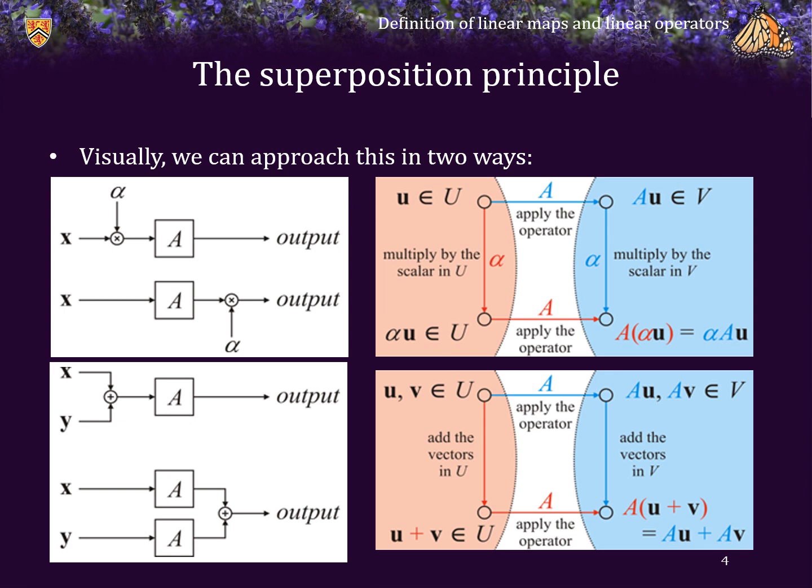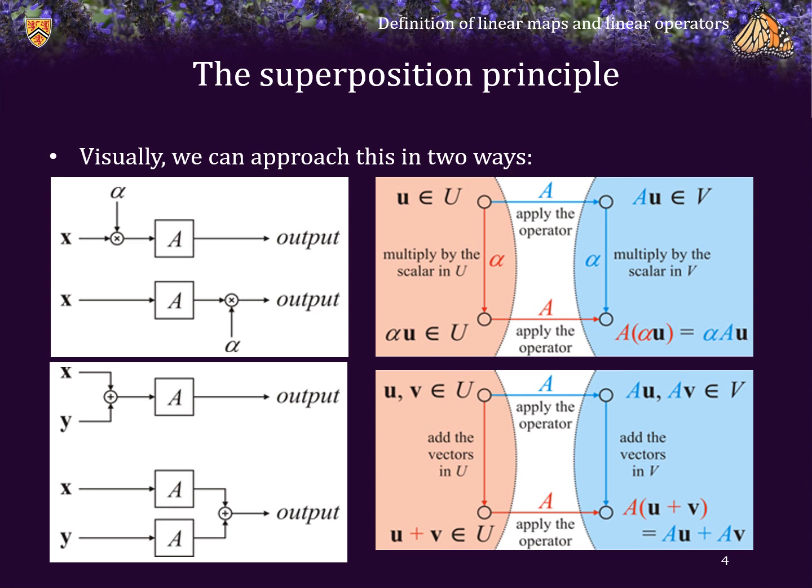The same for vector addition. We can either sum the two vectors and then apply the linear map, or we can apply the linear map to both x and y and then sum their outputs. These should be the same.